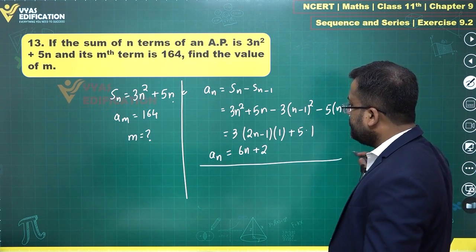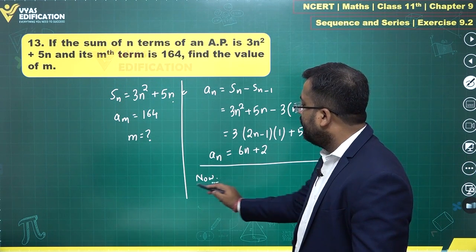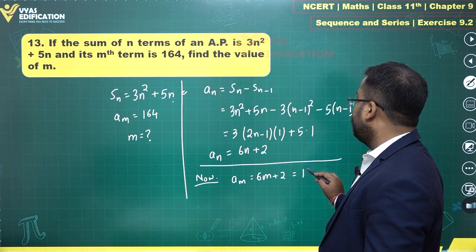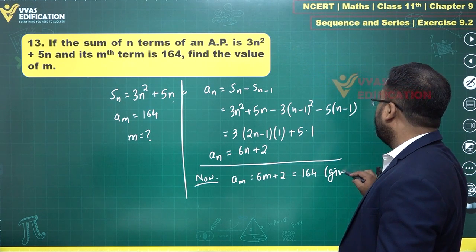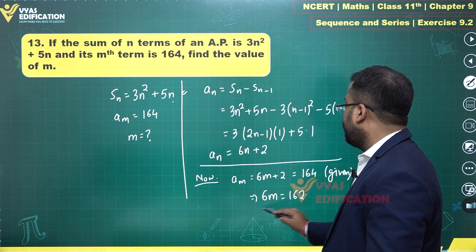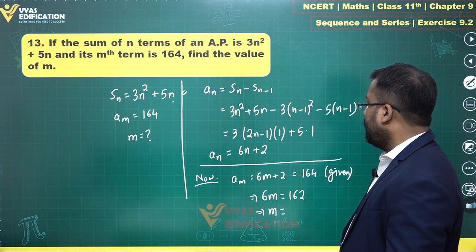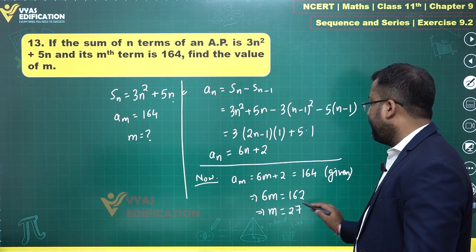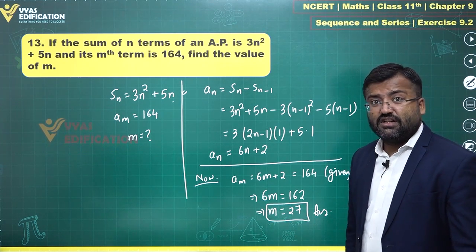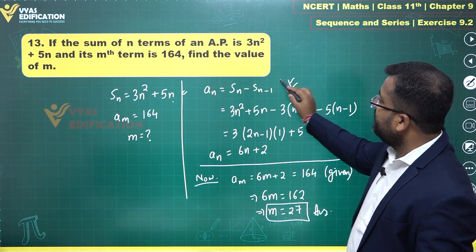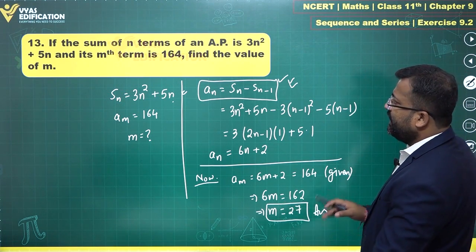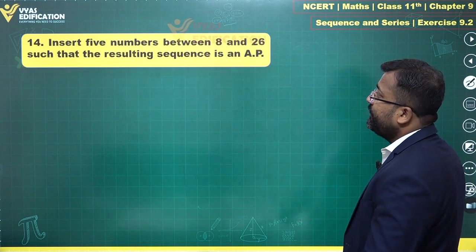Now, am will be 6m plus 2, which is given as 164. This tells me 6m will be 162, and m will be equal to what? 27. That's what you get. M will be equal to 27. That's the correct answer for this 13th question. The important thing is that this is the formula which is important. Very easy, very simple. And that's all that you need to do in this 13th question.